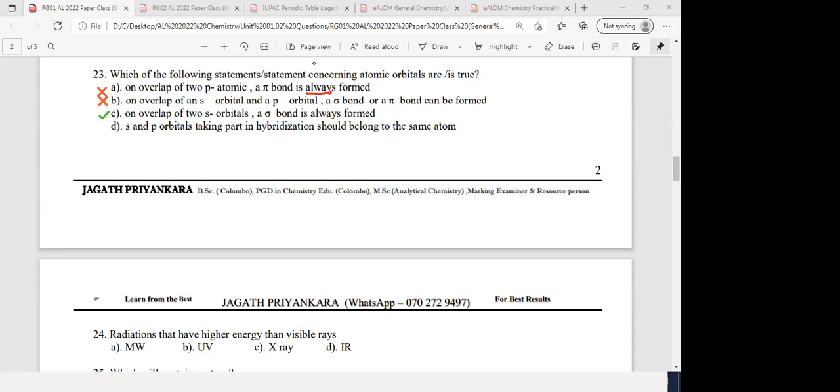The next one: s and p orbitals taking part in the hybridization should belong to the same atom. Yes, all the orbitals involved in the hybridization should belong to the same atom. You can't take one atomic orbital from fluorine and the other one from hydrogen, can't. So they should belong to the same atom.